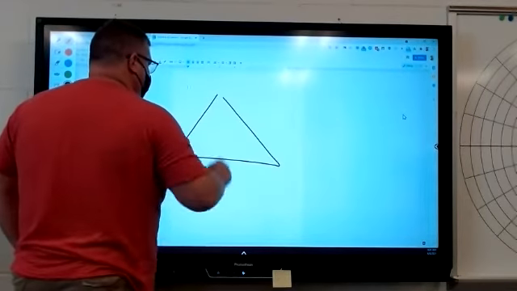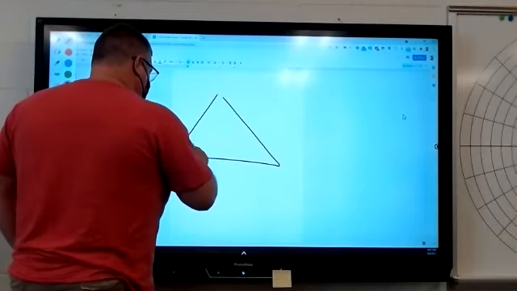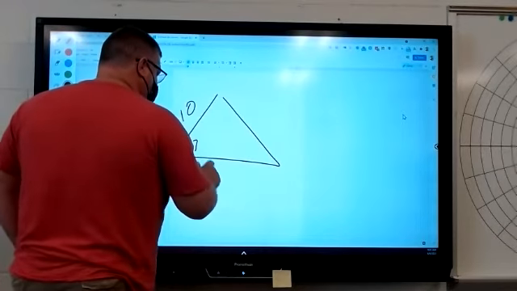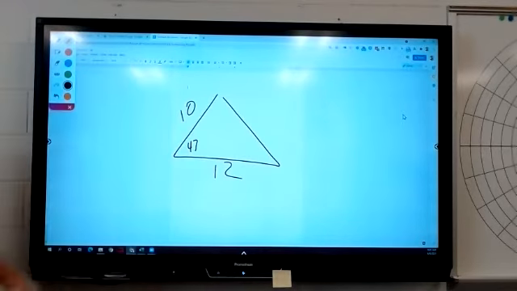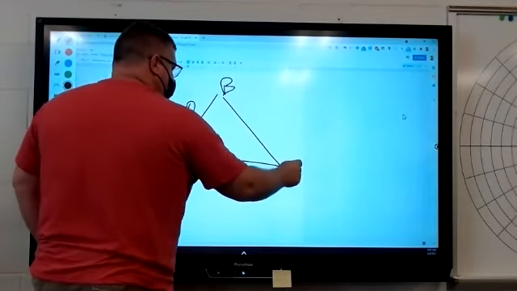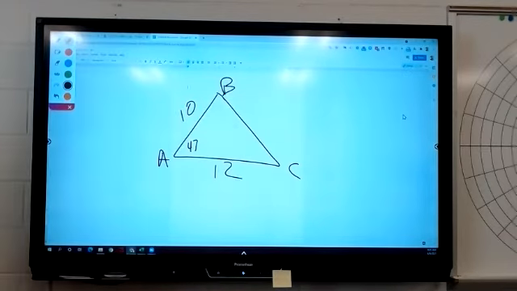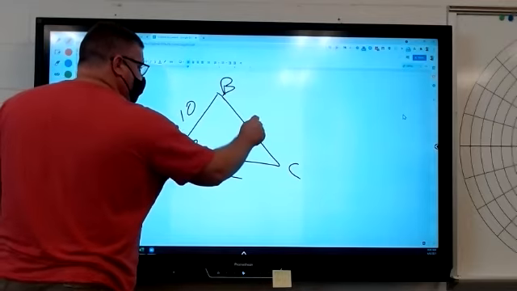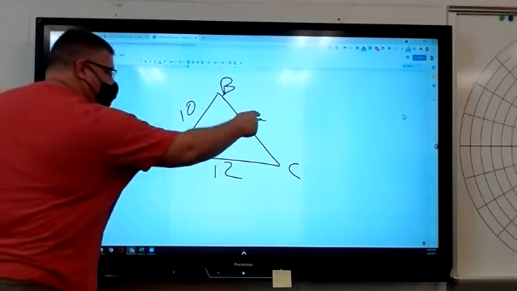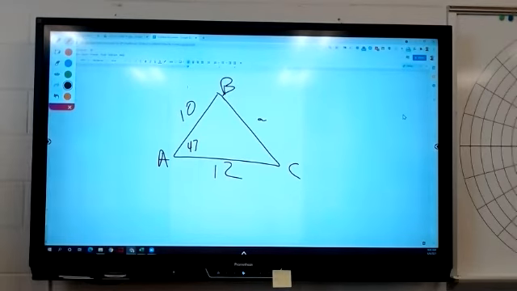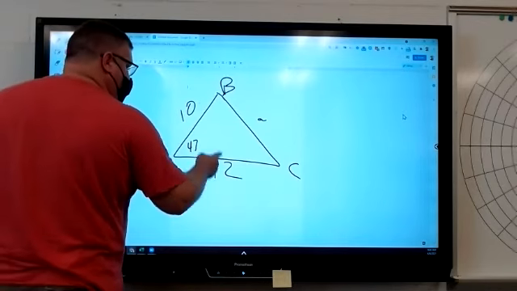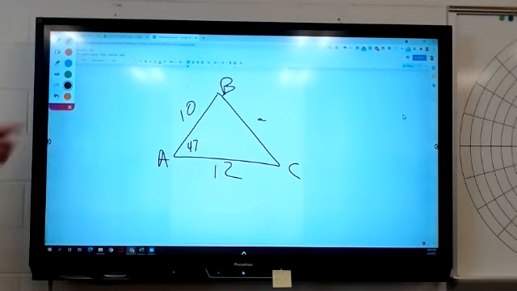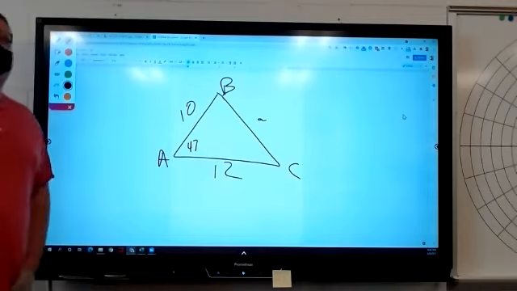And here's where we might use law of cosines. I don't know, 47 degrees, 10 over here, and a 12 over here. All right. A, B, C. Okay. How come I can't use law of sines? Because you don't know the hypotenuse. Well, there is no hypotenuse because there's no right angle. But I know angle A, but do I know side A? No. I know side B, but I don't know angle B. I know side C, but I don't know angle C.